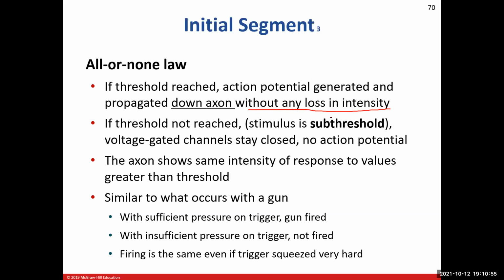But if the threshold value is not reached, our negative 55 is our threshold value. Say we get to negative 60, we're close. Negative 57, we're still close, but we're not at negative 55 or less.